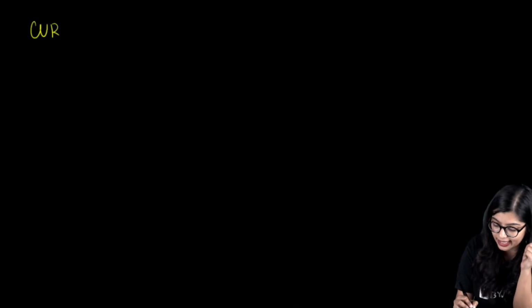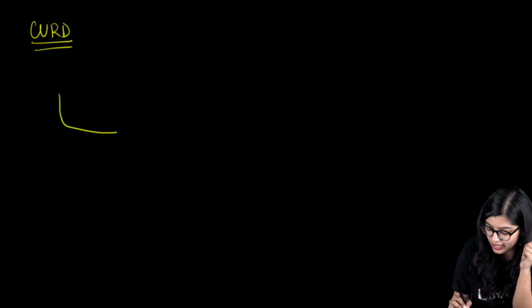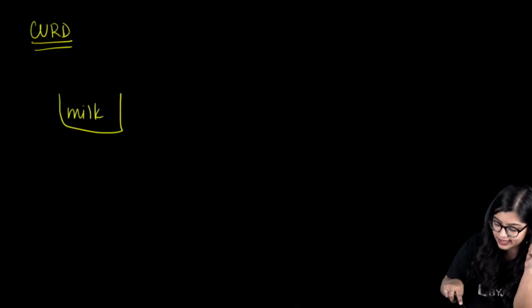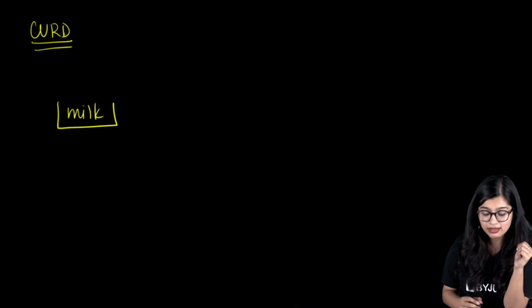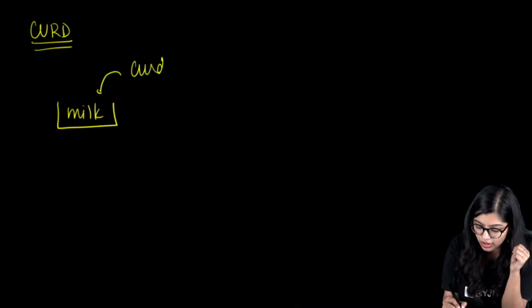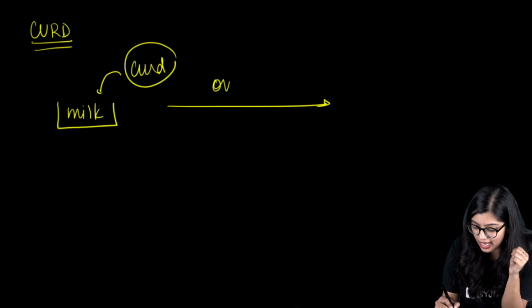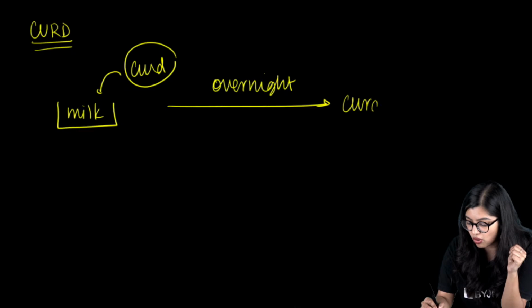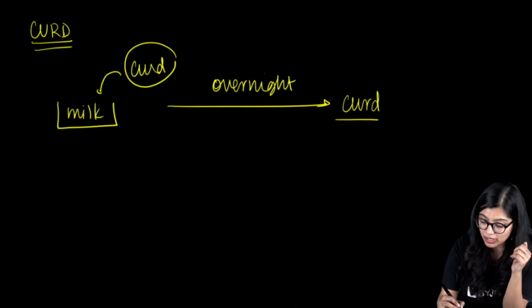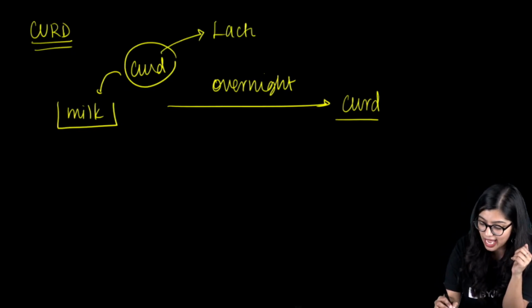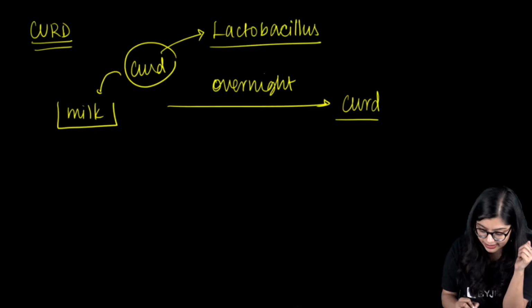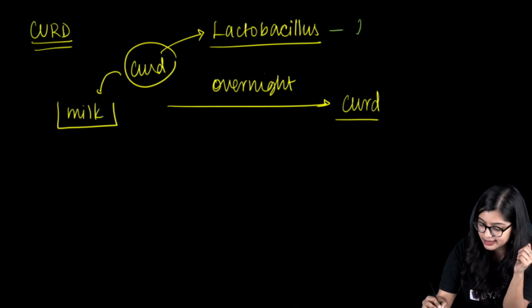When we talk about curd formation, we know that there is milk, and we add a little bit of curd to it. We keep it overnight, and what is going to happen? Overnight, we will see that there is formation of curd. This happens because inside the curd, we have lactobacillus, right? What is lactobacillus? Lactobacillus is a rod-shaped bacteria.